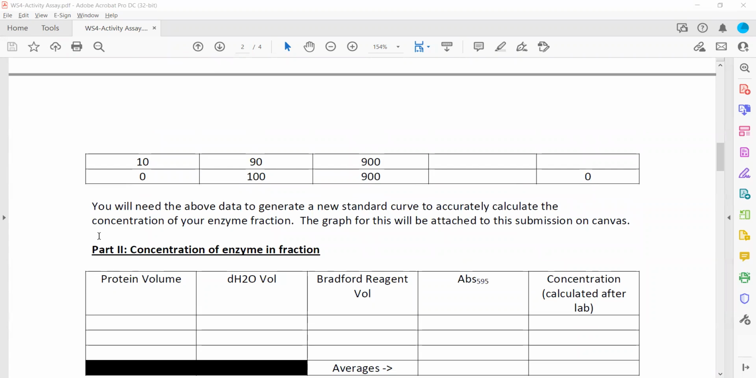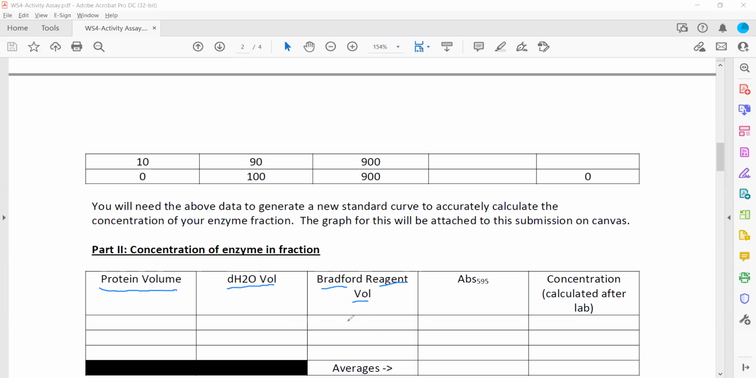So kind of at the lower portion of your page here, we've got part two, concentration of enzyme in your fraction. So first and foremost is your protein volume. Next is DH2O, and then finally your Bradford reagent volume.